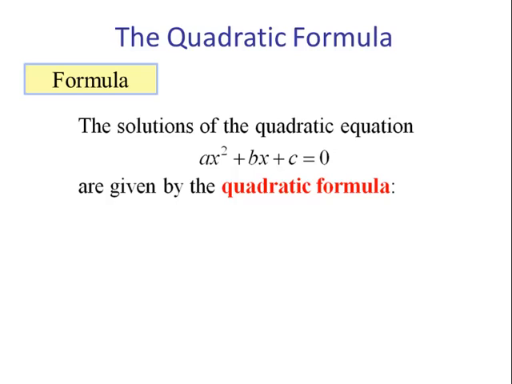The solutions of the quadratic equation ax squared plus bx plus c equals 0 are given by the quadratic formula. x equals negative b plus or minus the square root of b squared minus 4ac, all divided by 2a. So the values of a, b, and c are the coefficients for the quadratic equation in standard form.